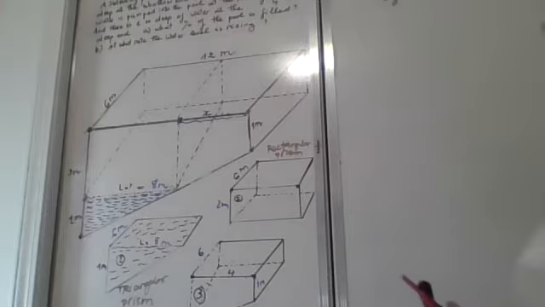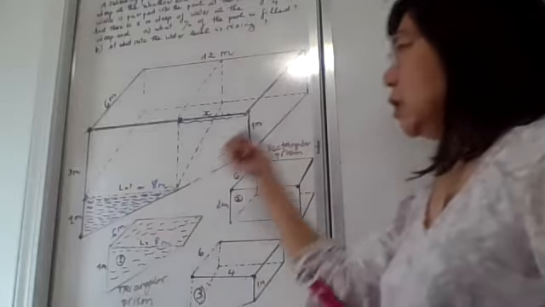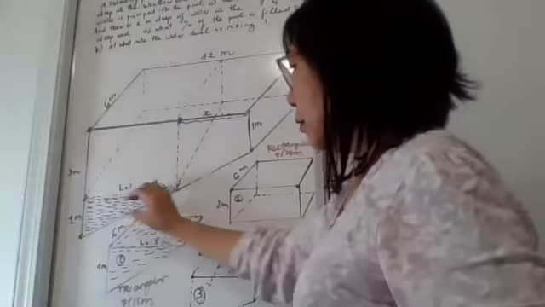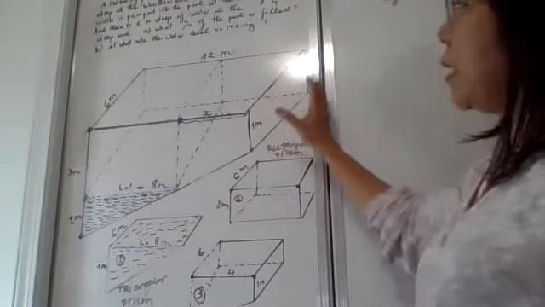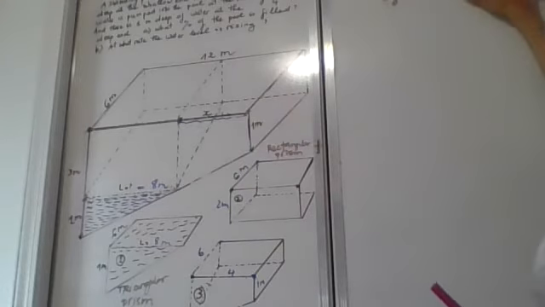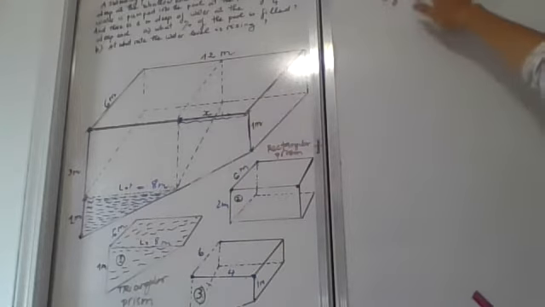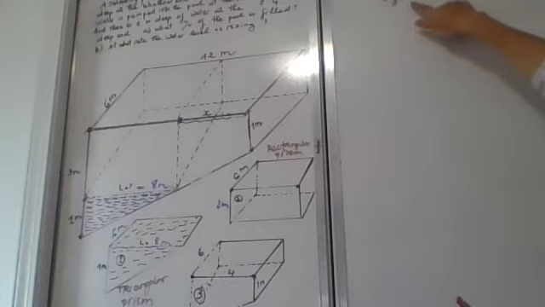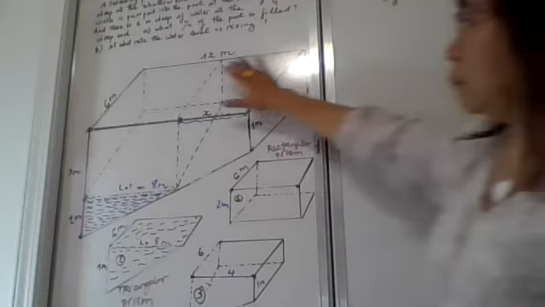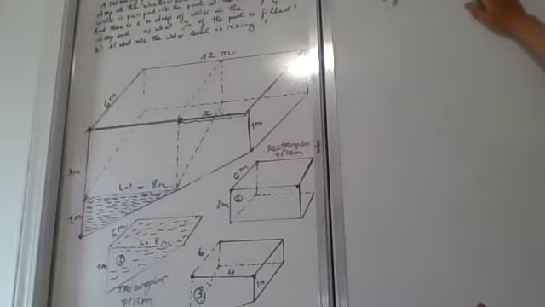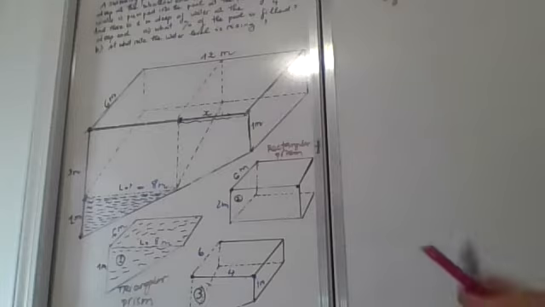Because the question asks what proportion, in percentage, the volume of the water is compared with the whole volume of the swimming pool. So we have to find the volume of water and divide it by the volume of the big pool, which I call V full, times 100 to get the percentage.